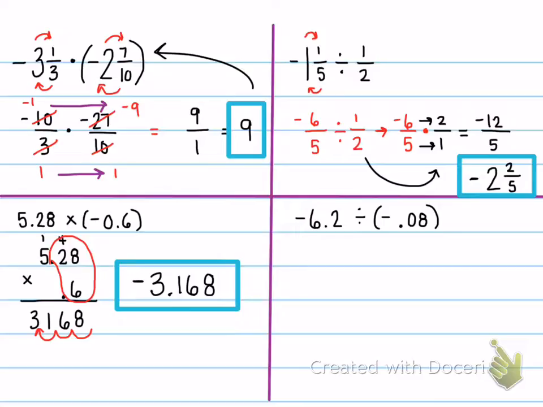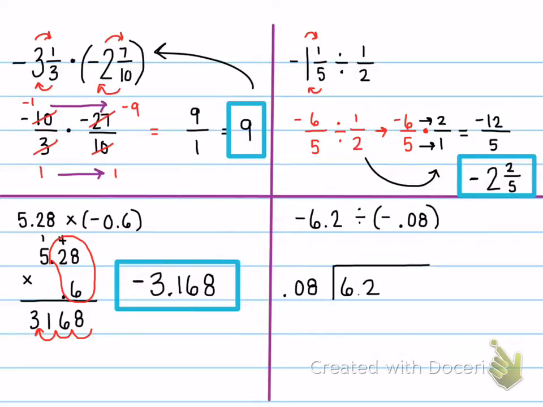Okay, and finally, we're going to do dividing decimals. Looking at this problem, I have negative 6 and 2/10 divided by negative 8 hundredths. I see that I have a negative divided by a negative, so I know that my answer is going to be positive. When I set up these decimal problems, remember you're dividing 6.2 on the inside, and then the 8 hundredths on the outside.